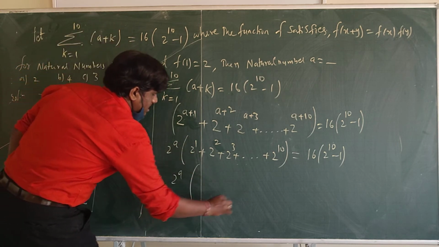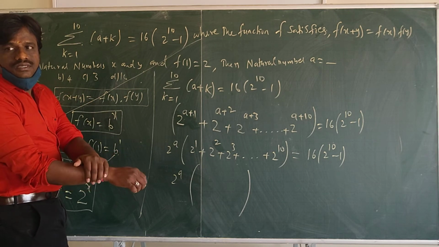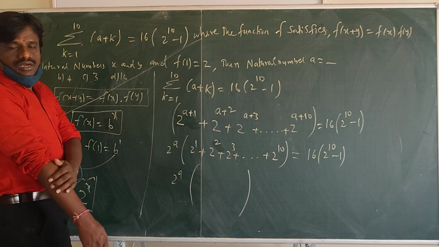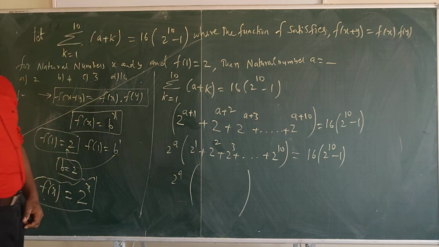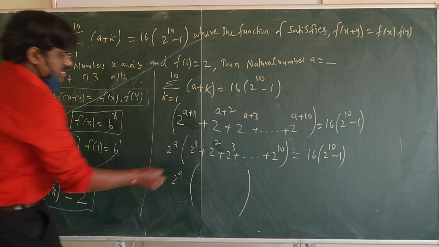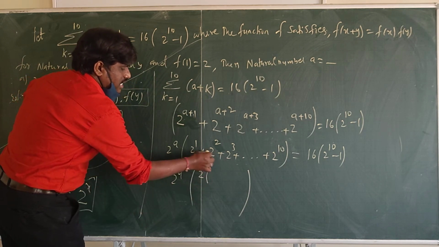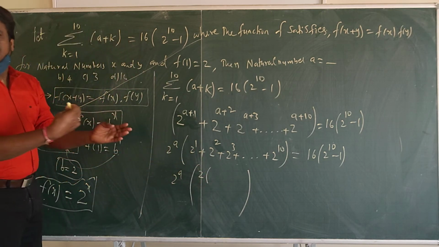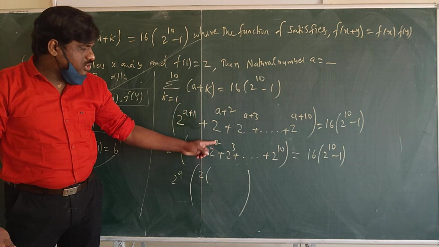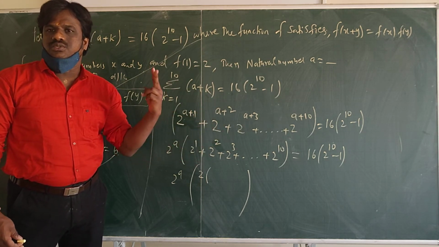The formula for the sum of the terms in GP, Sn, is a into r power n minus 1 by r minus 1. So a is here 2, the first term. R is the common ratio. This is 2 square, this is 2, T2 by T1. So 4 by 2 is 2.